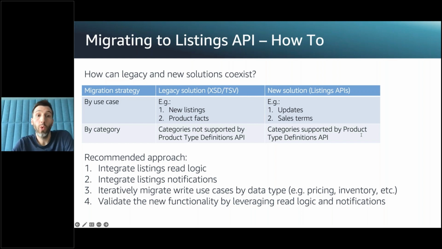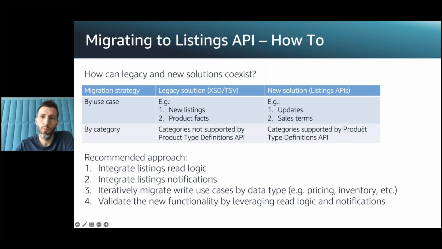The first one is migrating by use case. This means, for example, keeping the logic for new listings creation in the legacy solution and moving the updates to the new one. Because updates are easier to implement in the Listings API, you can start with this use case, and once it is tested and validated, you can migrate the listings creation, which is more complex.